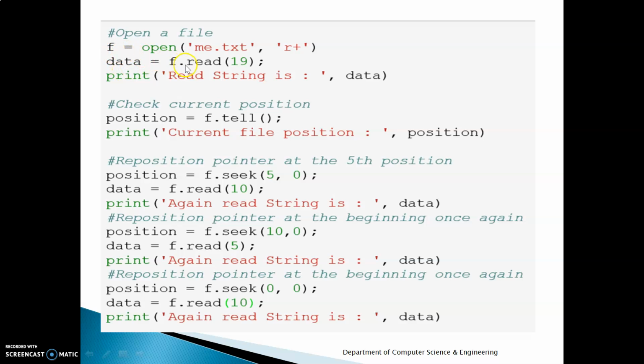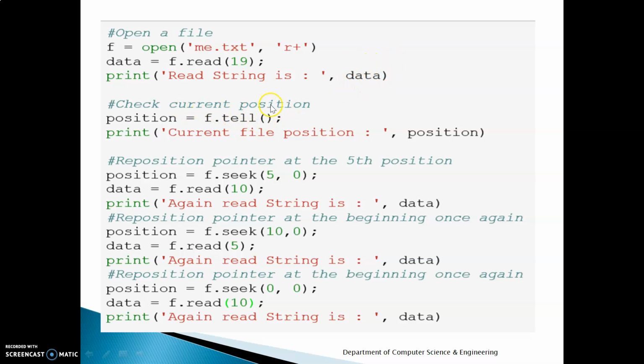You are calling f.read, and when you specify a particular integer in the brackets, it reads that many characters. When you pass a number, you are not reading the entire file, but from the beginning you are reading up to 19 characters. So reading 19 characters from the file, what you then do is print the read string. Whatever you have read, you print it here.